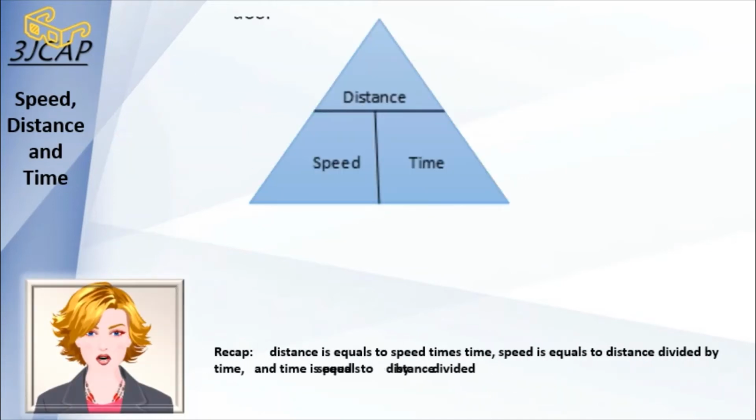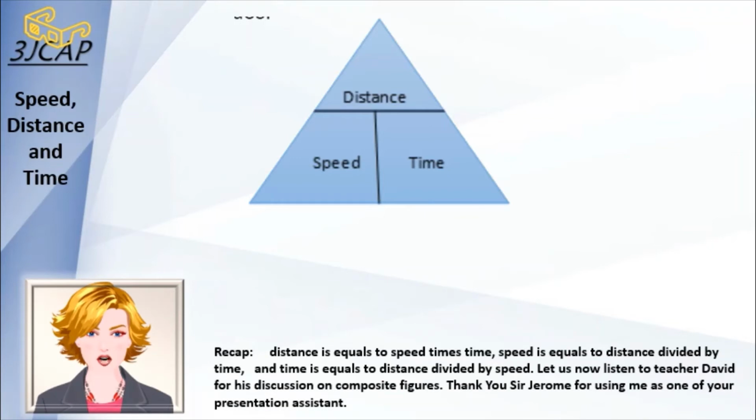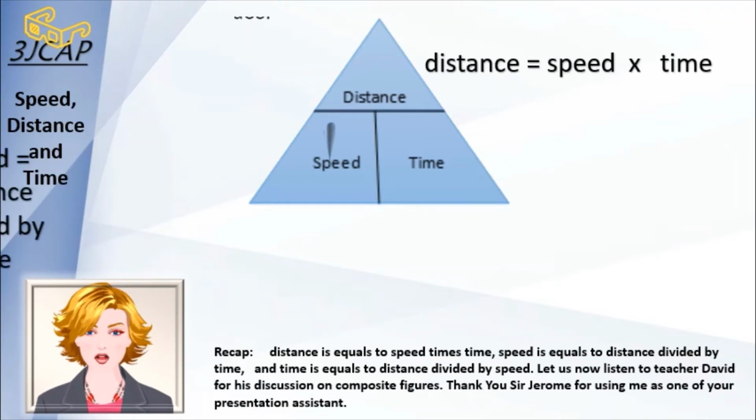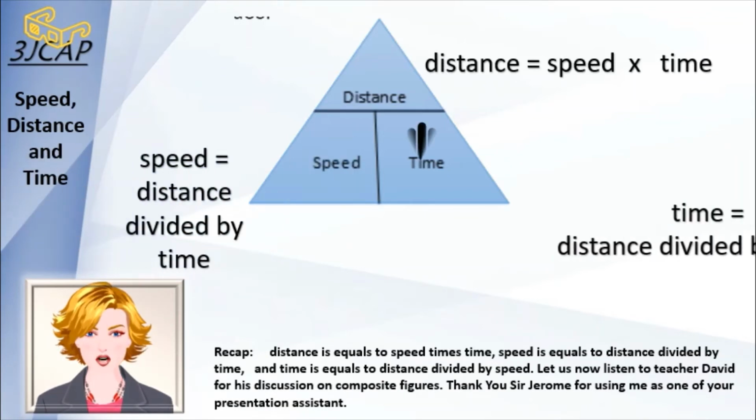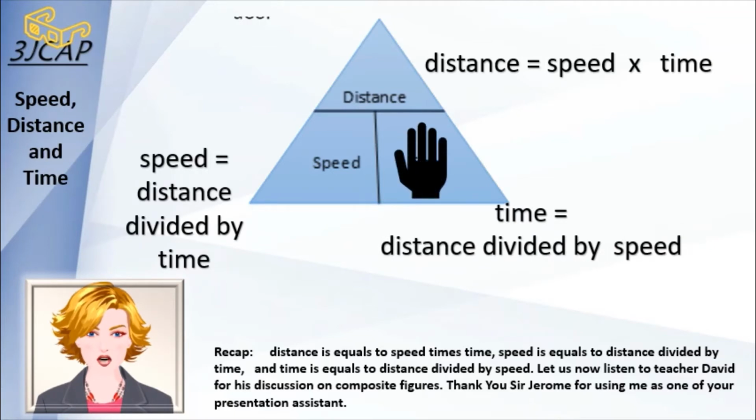Recap: distance is equal to speed times time, speed is equal to distance divided by time, and time is equal to distance divided by speed.